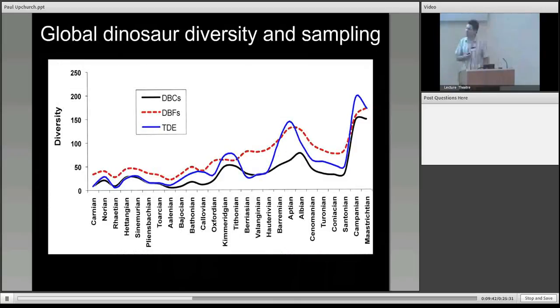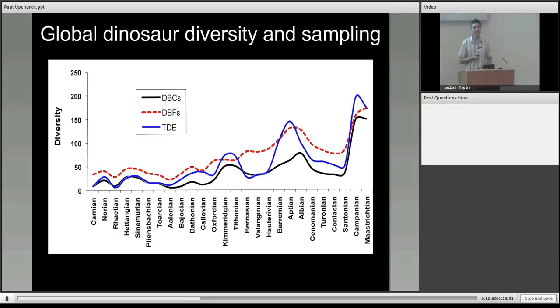Okay, well, sampling is important. So this is a set of curves that relates to diversity and sampling through time. So you can see Mesozoic stages on the x-axis there. The black line relates to the number of genera you can see in the raw fossil record. The red dashed line and the blue lines represent ways of estimating sampling.